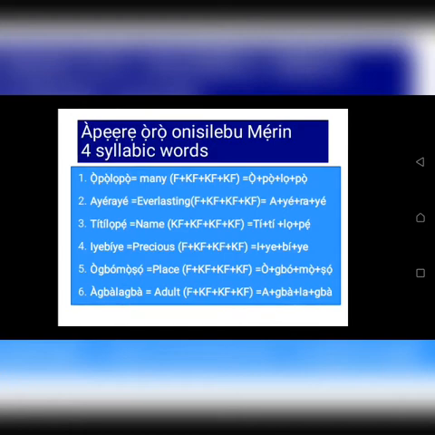I trust you. Okay. Ayé, rayé. How many syllables is that? That's 4. Tilopẹ, another 4. Iyebíye means precious. Something that is precious in Yoruba. Obomoṣọ, that's a place in Oyo State, Nigeria. Ogbomọṣọ is a place, and we have 4 syllables. Agbalagba, that's an adult. So all these, they are 4 syllabic words.